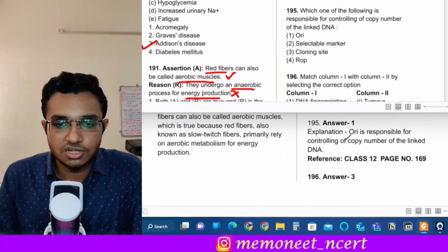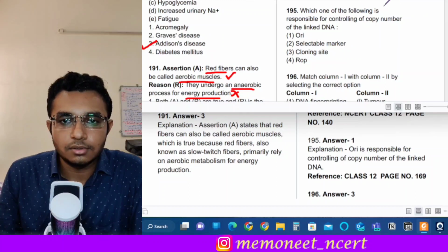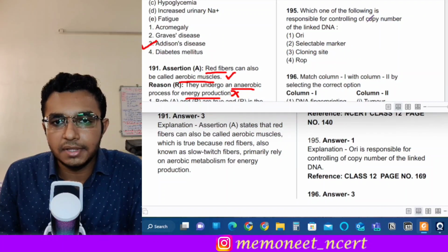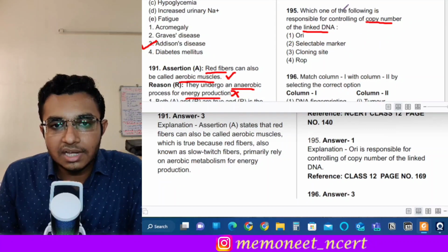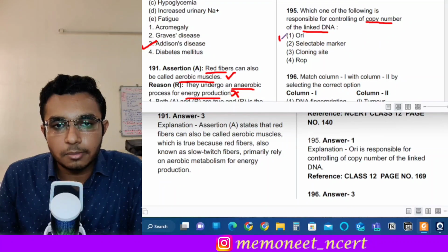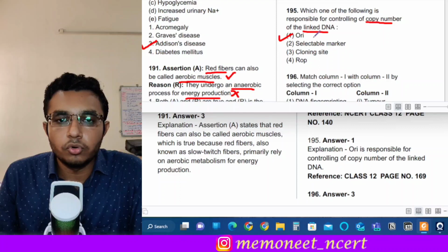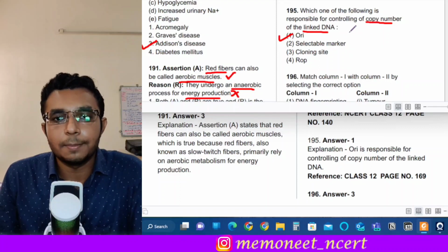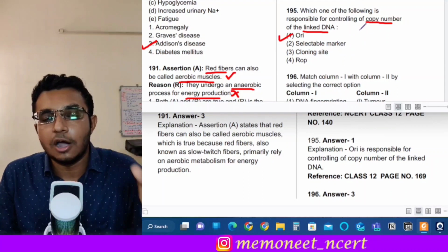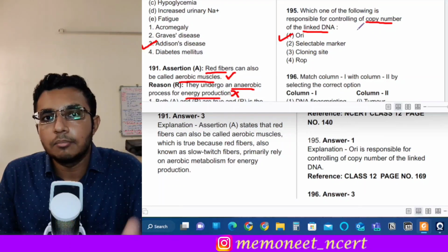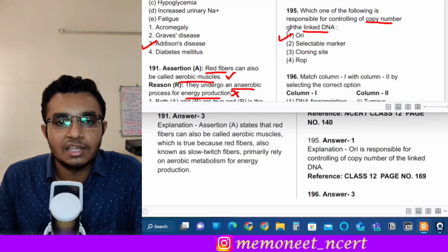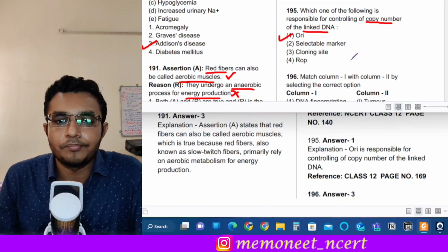The next is question number 195. Which one of the following is responsible for controlling the copy number of the linked DNA? So the copy number is controlled by what? It is controlled by the ORI site. And what is the ORI site? It is the origin of replication. It controls the copy number of the linked DNA. So here the answer will be option 1.